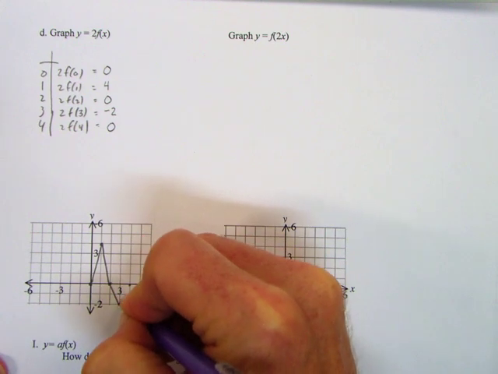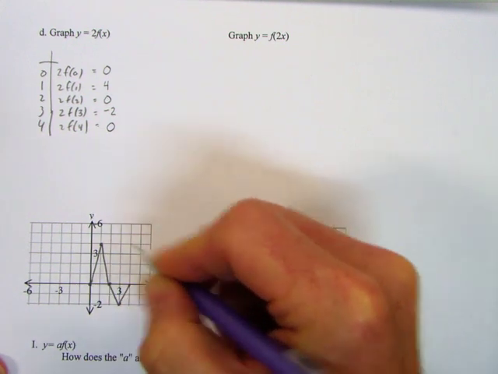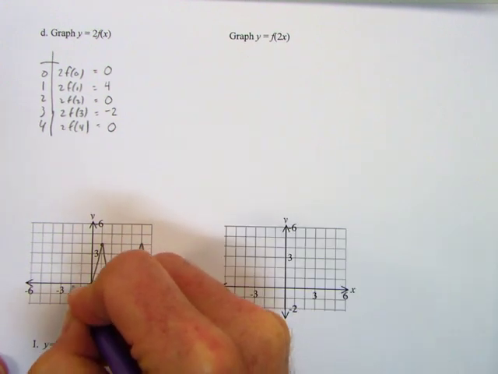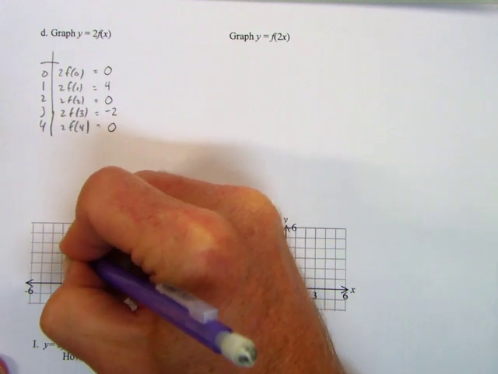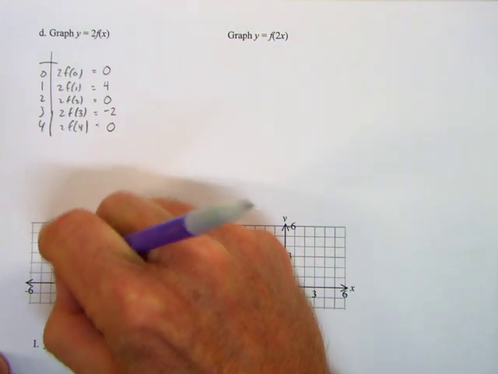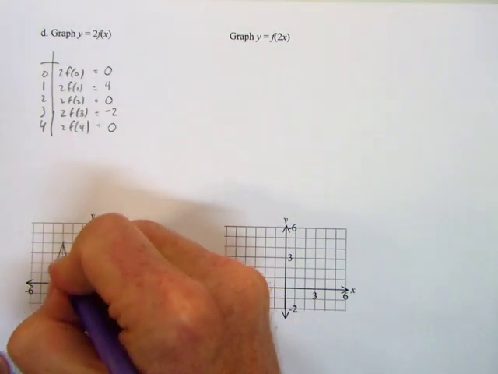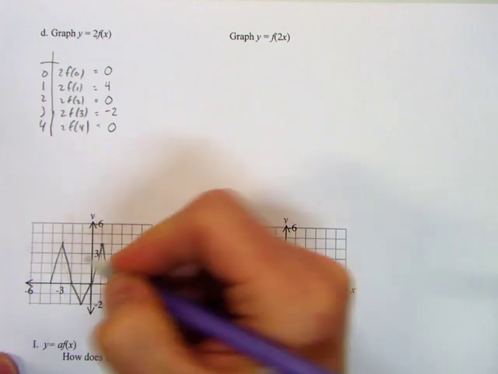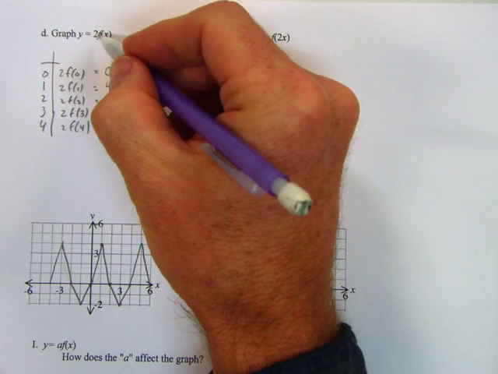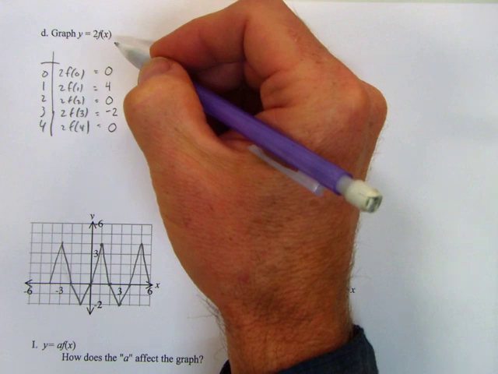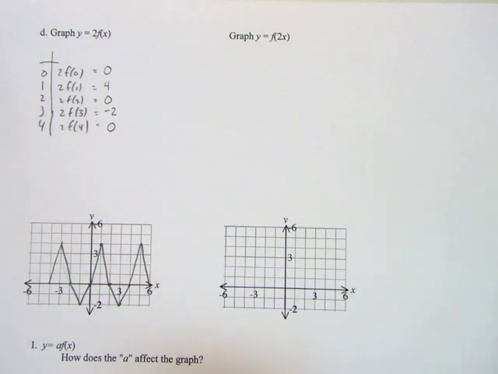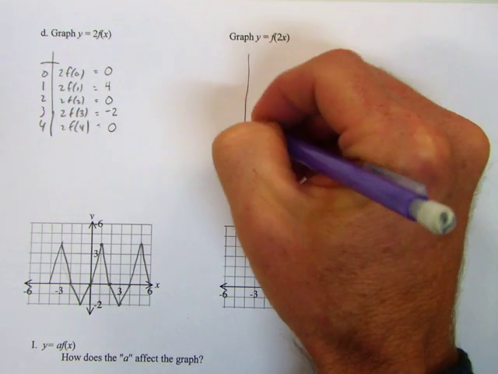What happened to the graph this time? And we can continue this on. Etc. This time the y values were multiplied by 2. See what this says? It says 2 times f of x. F of x is our y value, so we're doubling all our y values. It's stretching it out.